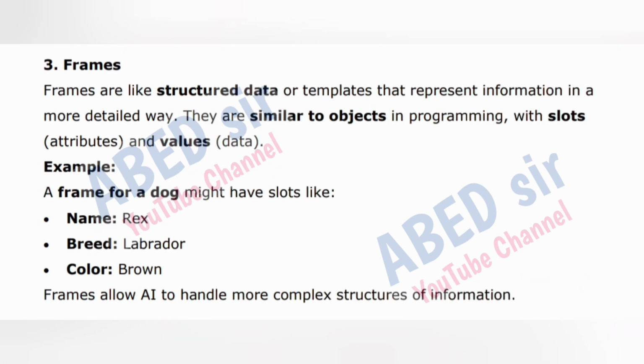3. Frames. Frames are like structured data or templates that represent information in a more detailed way. They are similar to objects in programming, with slots, attributes, and values. Example: a frame for a dog might have slots like name: Rex; breed: Labrador; color: brown. Frames allow AI to handle more complex structures of information.